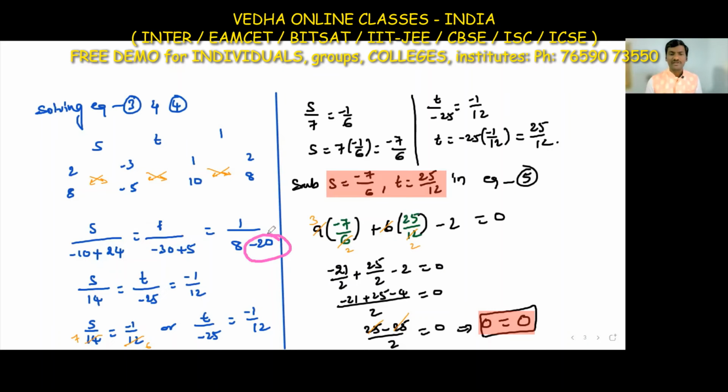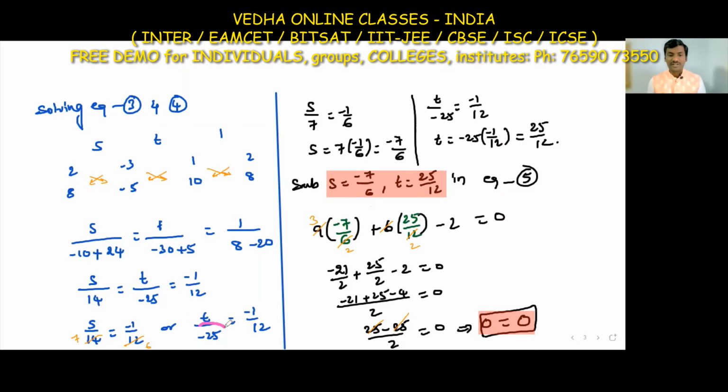Since the bigger number is negative, we write the negative sign, and we always write the minus sign in the numerator. Equate both the terms with the constants. s by 14 equals minus 1 by 12, or t by minus 25 is equal to minus 1 by 12. Here we can cancel by 2: 2 sixes, 2 sevens. So s is equal to 7 dividing here. If you take it to that side, multiply 7 into minus 1 by 6, that is minus 7 by 6. So s is equal to minus 7 by 6.